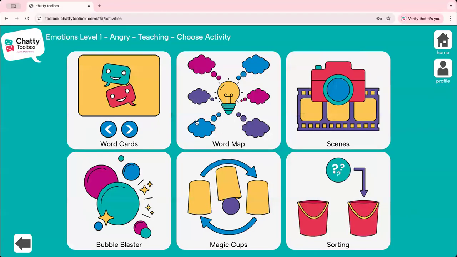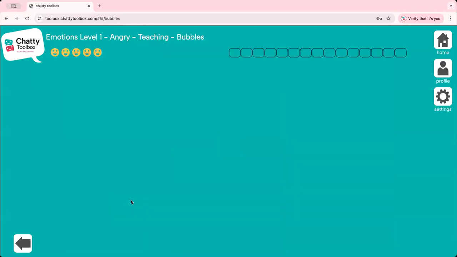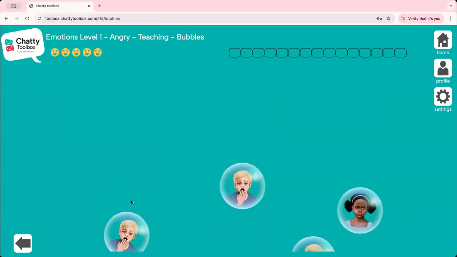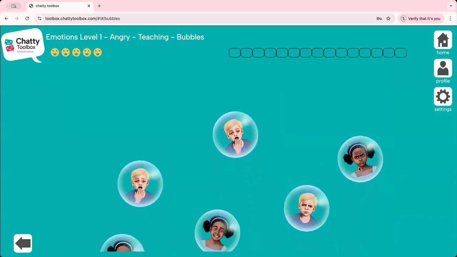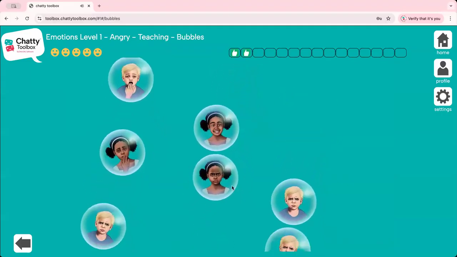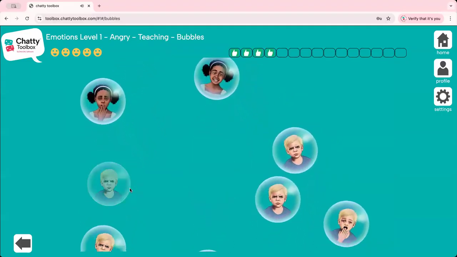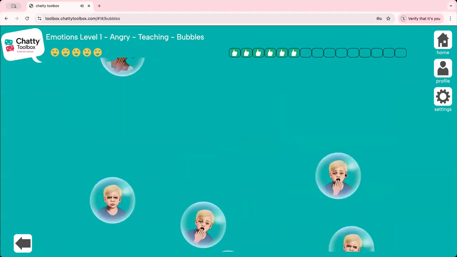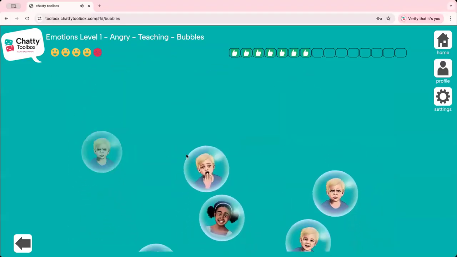Each of those can be used as a whole class tool or on an iPad individually or for a small group of children. And then you've got your games along the bottom here. So you've got the bubble blaster. And what we're doing this time is we're looking out for all the faces that look angry, and we've got to pop the angry bubbles. So there's one angry face. There's another angry face, another angry face, another angry face. Oh, lots here. If I get it wrong, I'm going to lose a life.